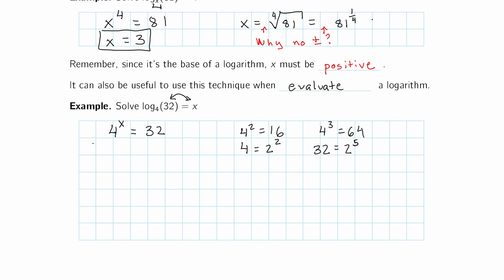So this equation says that 2 squared to the x is 2 to the 5th. Power of a power will multiply these exponents, and then the exponents need to be the same. So we get 2x equals 5. x is 5/2. We've just evaluated this log. The log base 4 of 32 is 5/2.